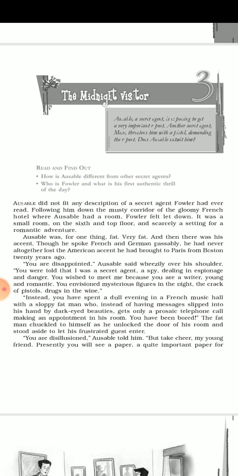Children, before starting with the text, read the questions. How is Ausable different from other secret agents? We will get to know the answer to this question after reading the text. Next question is, who is Fowler, and what is his first authentic thrill of the day? As I told you briefly, Ausable was a secret agent and Fowler was a romantic writer, right? Reading the text itself, Ausable didn't fit any description of a secret agent Fowler had ever read, right? So Ausable didn't fit.